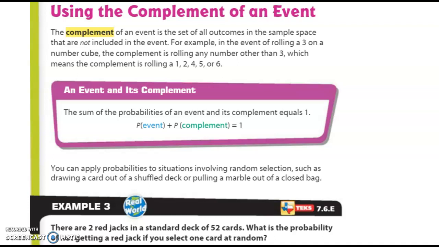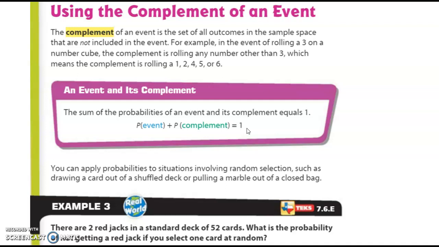Now, the sum of the probability of an event and the probability of its complement will equal 1. So the probability of flipping heads on a coin is 1/2. The probability of not flipping heads, or flipping tails, is also 1/2. So when I add 1/2 plus 1/2, that gives me 1. It must always equal 1. The probability of anything must always equal 1.